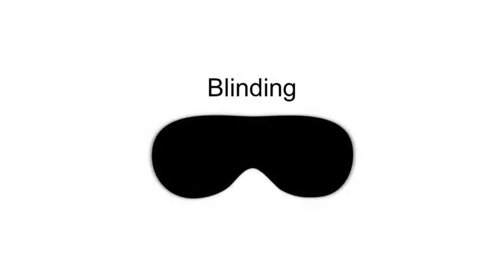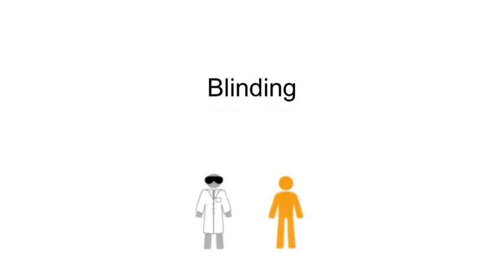So now let's talk about blinding in the context of experimental study designs. Blinding is a technique used in experimental studies to conceal certain information from different people involved with an experimental study. Why would you want to conceal information? Knowing certain information could lead to biases in the study. For example, you might want to conceal the information from the researcher.